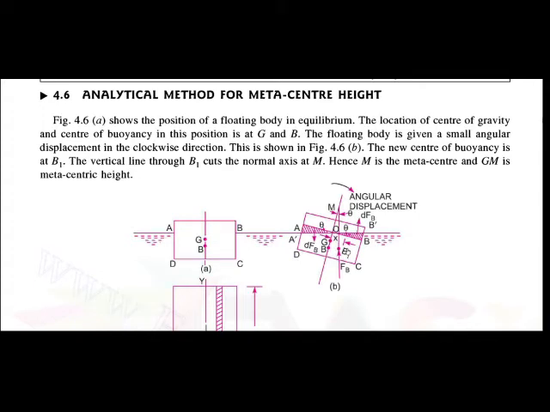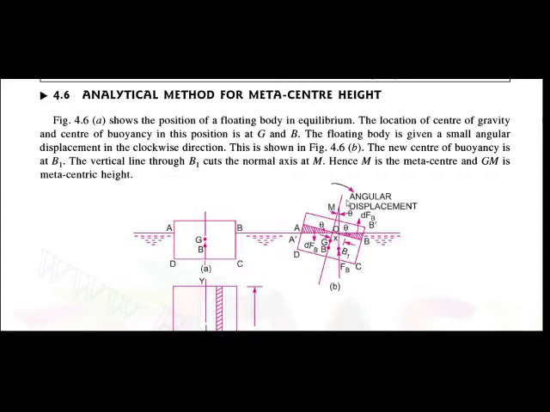The vertical line through B1 cuts the normal axis at the point M. This M is nothing but the metacenter. Then we have to find out the distance GM, that is the distance between the center of gravity and the metacenter. This is the metacentric height that we have to calculate.